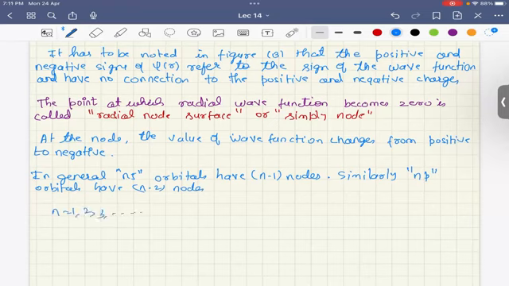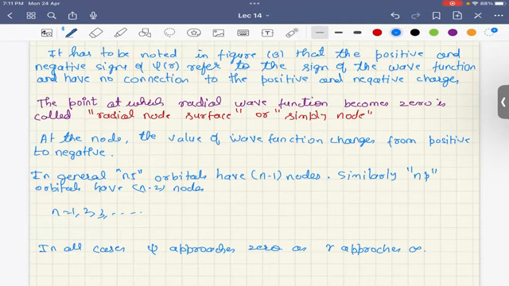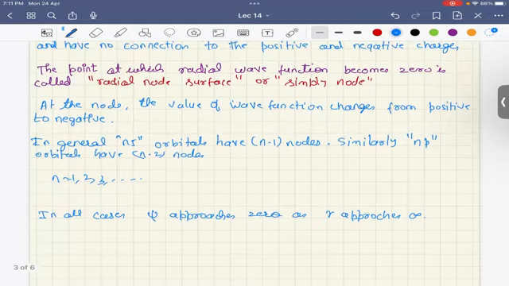In all cases, psi approaches 0 as r approaches infinity. It may be noted that, like psi, the plots of psi also do not have physical meaning. However, the importance of this plot lies in the fact that they give information about how the radial wave function changes with distance and about the presence of nodes where the sign of psi changes. And this is of particular importance in understanding chemical bonding.